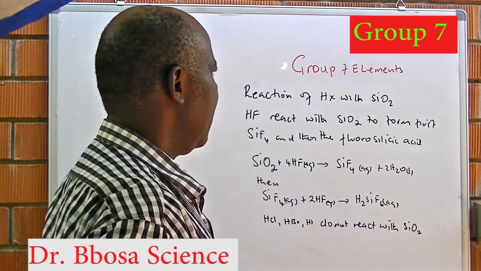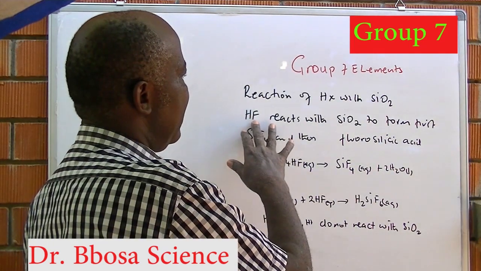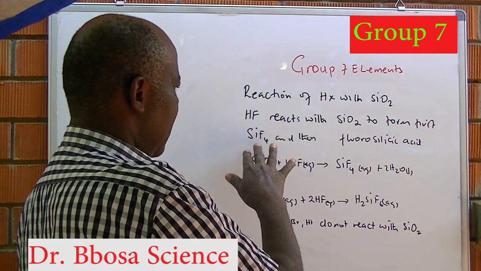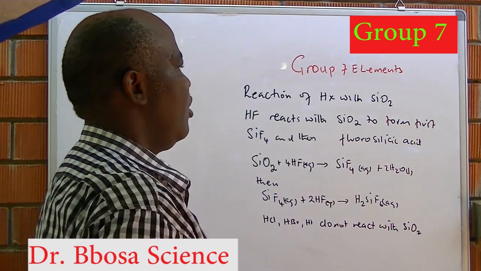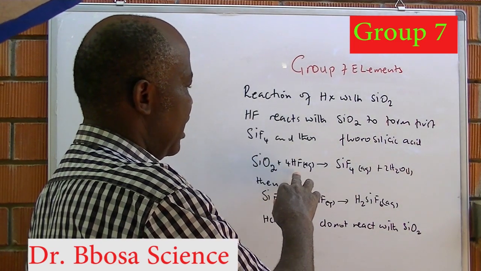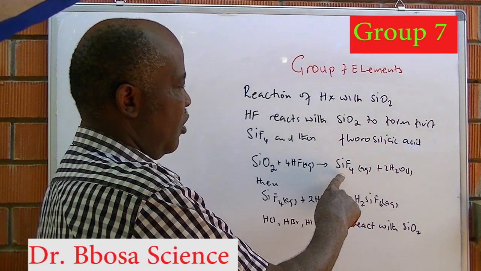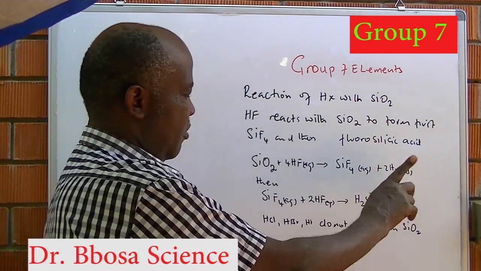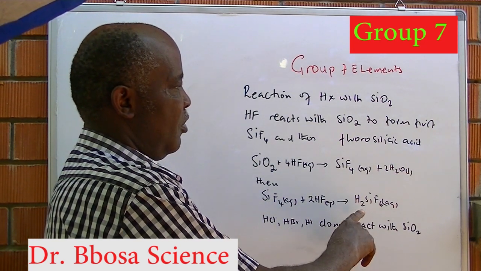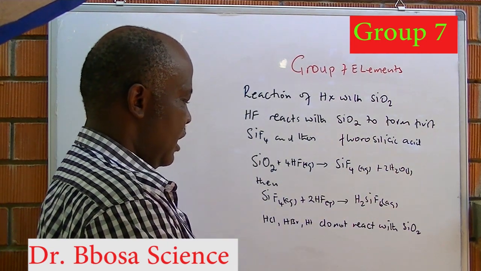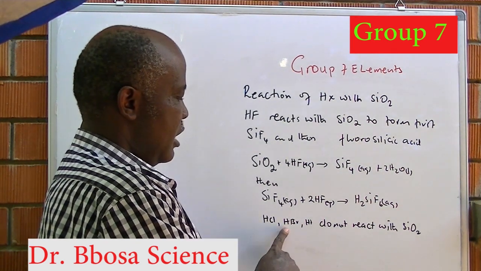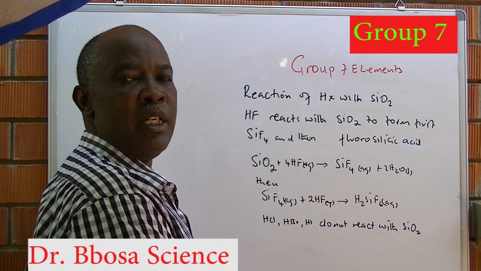Reaction with silicon dioxide. Hydrogen fluoride reacts with silicon dioxide to form first silicon tetrafluoride and then fluorosilicic acid. Silicon dioxide plus hydrogen fluoride will give you silicon tetrafluoride plus water. Then silicon tetrafluoride plus hydrofluoric acid will give you fluorosilicic acid. HCl, HBr, HI don't react with silicon dioxide.